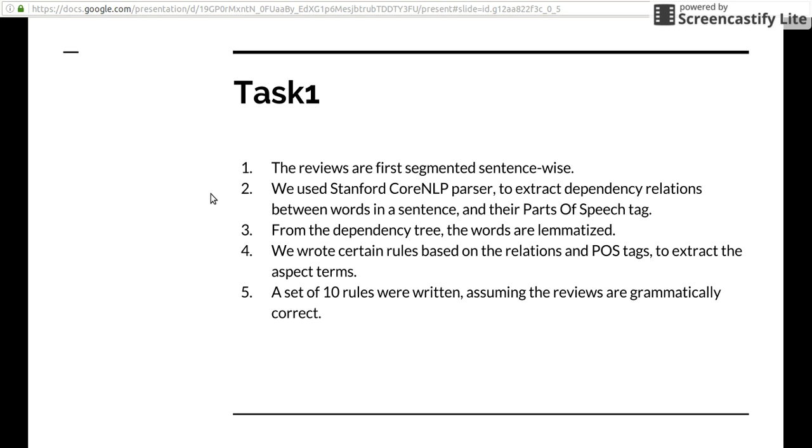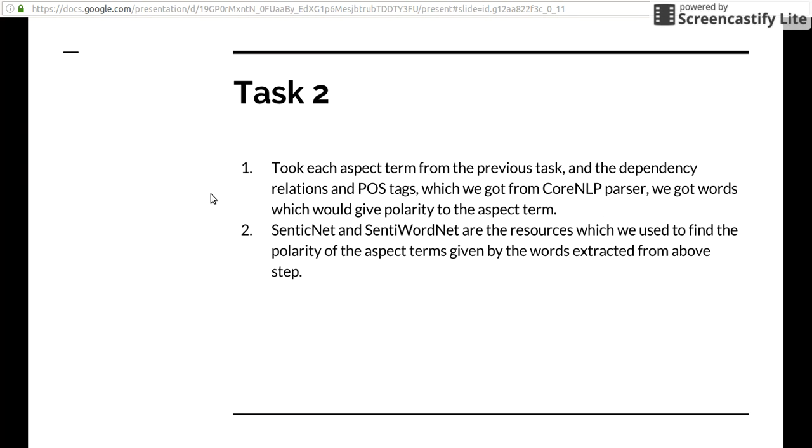Here we made an assumption that the sentences are grammatically correct and we won't find any errors in the grammar of the sentence. These 10 rules identify the aspect terms in each review. In task 2, we took each aspect term from the previous task and the dependency relations and parts of speech tags, which we got from the CoreNLP parser. We extract words which would give polarity to the aspect term.